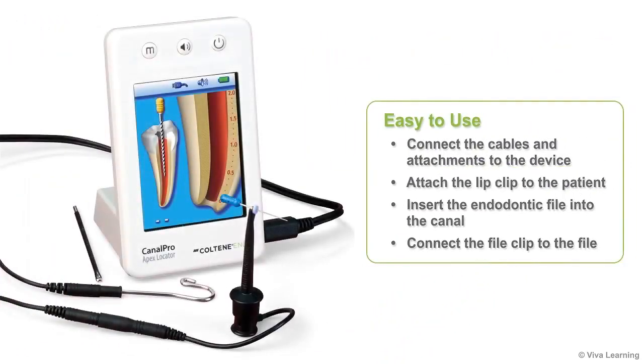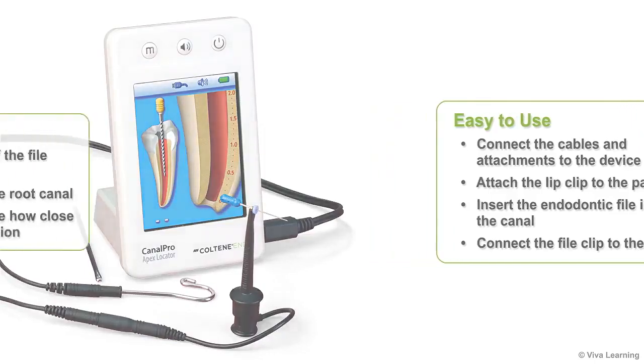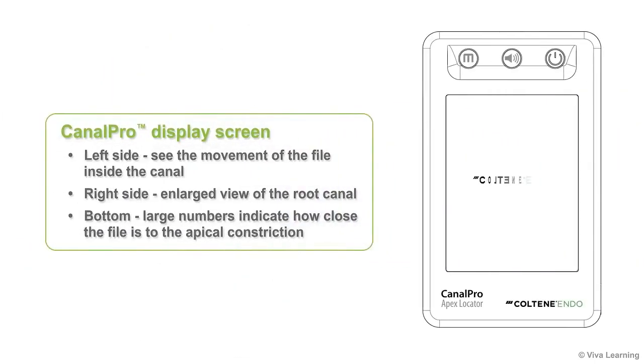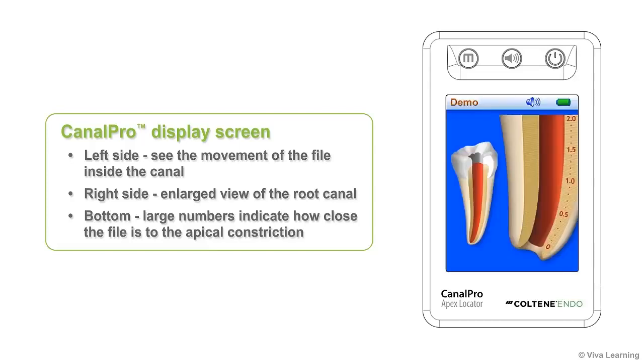To use the CanalPro Apex Locator, simply connect the cables and attachments to the device, attach the lip clip to the patient, insert the endodontic file into the canal, and connect the file clip to the file. An image of the file inside the tooth will appear on the high-resolution 3D full-color display screen. At this point, you'll be able to see the movement of the file inside the canal on the left side of the display and an enlarged root canal image on the right.